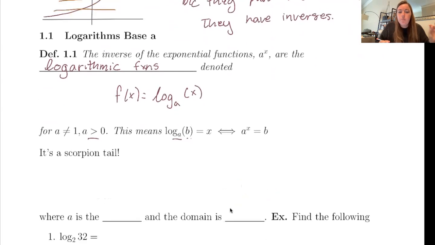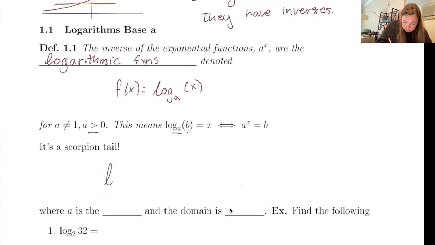Logarithms are a little tricky, but if you think about them like a scorpion tail, it really helps. So if I have log base a of b, I like to write the parentheses so it's clear what's happening, but some people don't write them, equals x. What that means is a raised to the x equals b. So that's your scorpion tail.